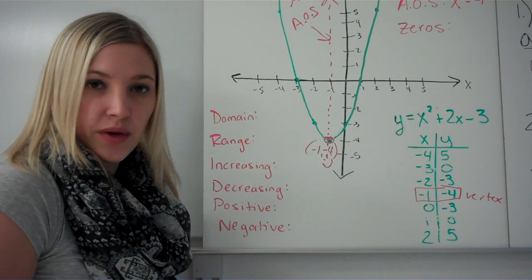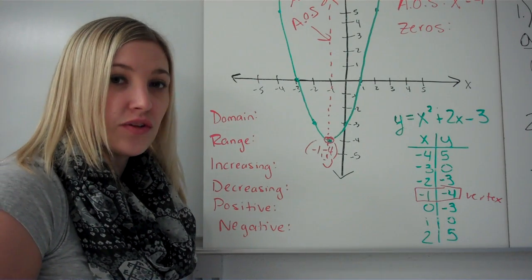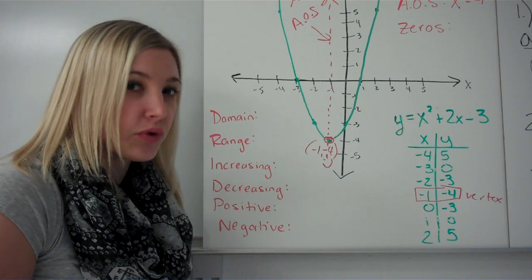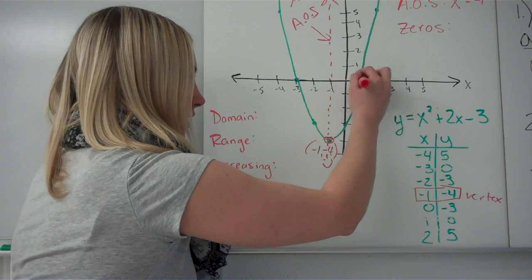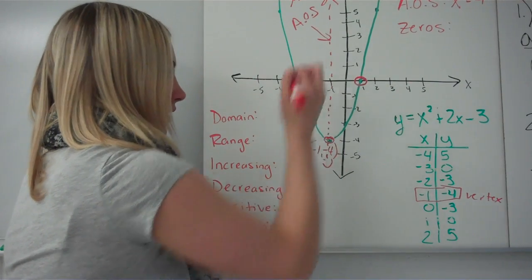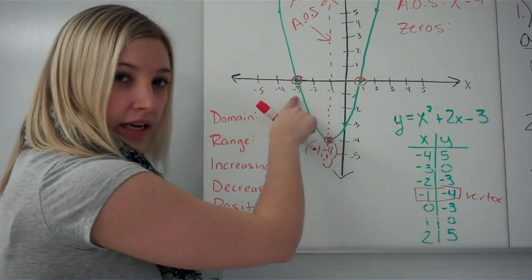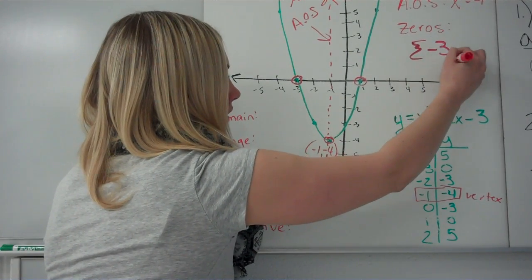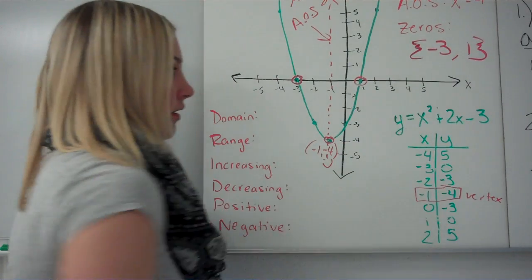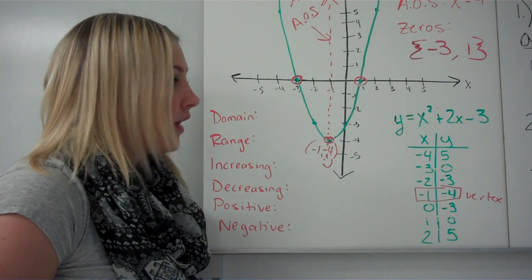The last part of the picture you want to look at are the zeros, or where it crosses the X-axis. So the X-intercepts. Sometimes they call it the roots as well. So where does it cross the X line? Right here and right here. So the zeros are at 1 and at -3. Or you could put them as points. You could put -3, 0 and 1, 0.